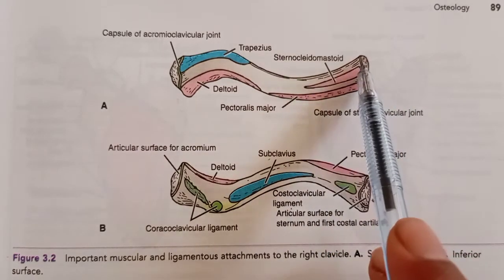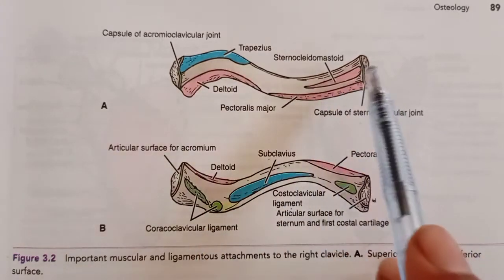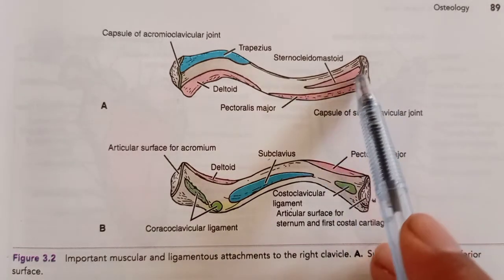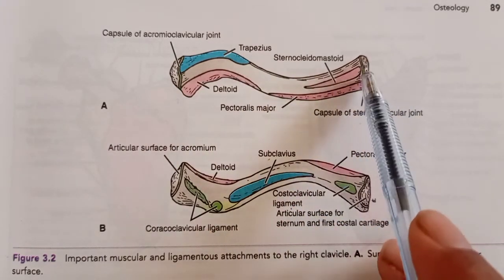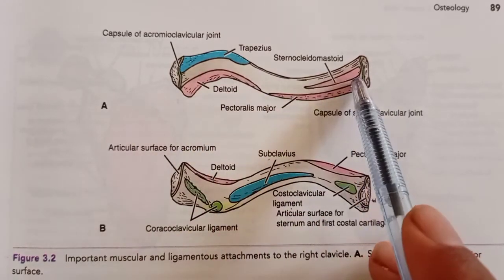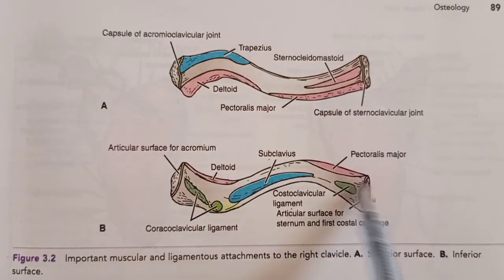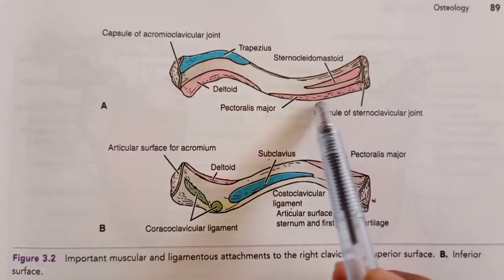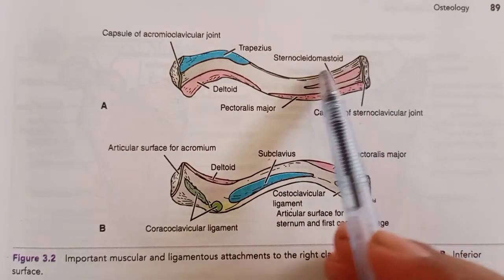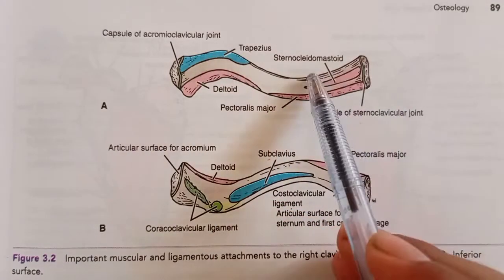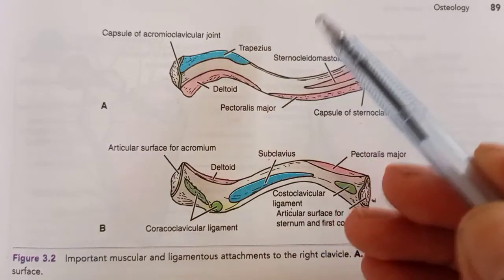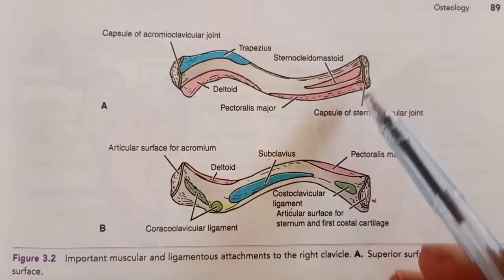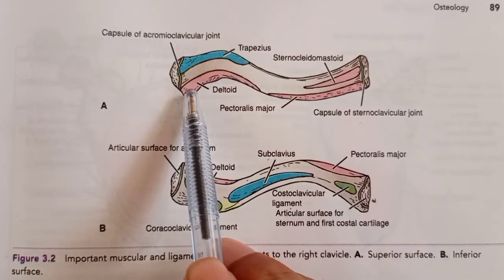Further, in this diagram, this is the superior view. If we look at the clavicle from above, it would look like this. This is the superior surface, and the inferior surface is below it. This is the anterior border, and this one is the posterior border. This border is toward the back side of the body, so it is the posterior border, and this is toward the front of the body, so this border is the anterior border.